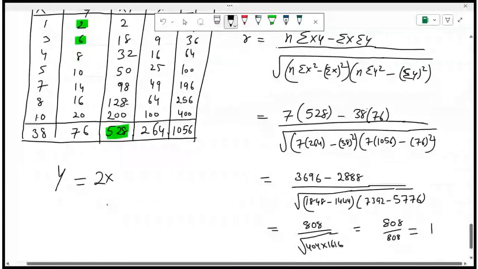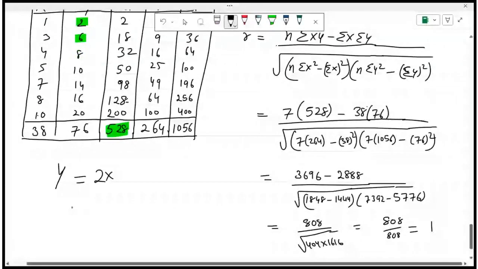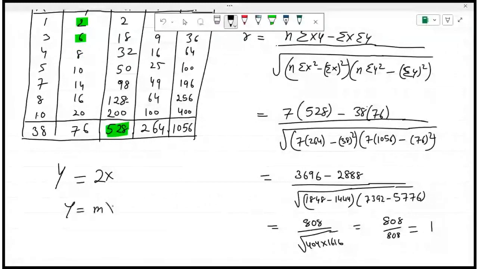Whenever there is this kind of relationship, that y is equal to any number times x, the number should not be 0. If m is positive, then the correlation coefficient will be 1. If m is negative, then the correlation coefficient will be -1. Or whether we have x is equal to my, then also the same thing. If there is a linear relation, then this happens. Then one value comes out.